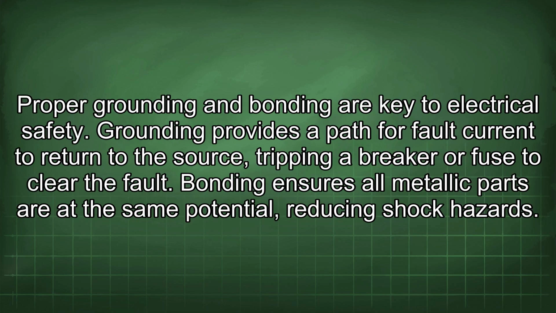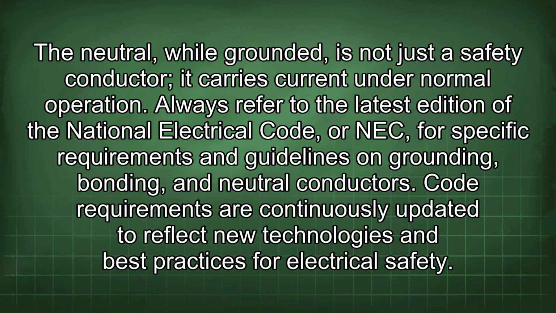Proper grounding and bonding are key to electrical safety. Grounding provides a path for fault current to return to the source, tripping a breaker or fuse to clear the fault. Bonding ensures all metallic parts are at the same potential, reducing shock hazards. The neutral, while grounded, is not just a safety conductor; it carries current under normal operation.